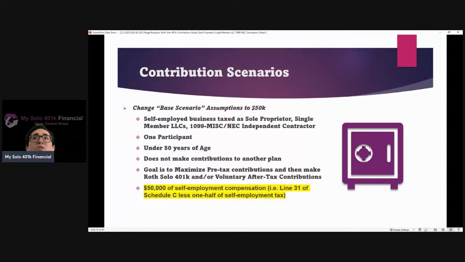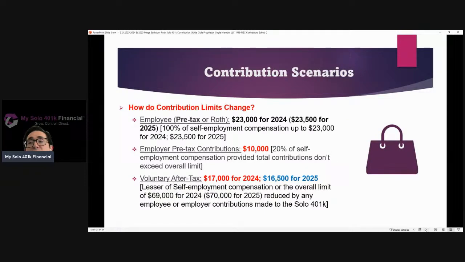Instead of $100,000 of self-employment compensation, let's assume that the product of line 31 of Schedule C less 1/2 of the self-employment tax is $50,000. So in that case, their employee amount is going to stay the same, but their employer contribution amount is going to change because now it's 20% of $50,000 or $10,000. Likewise, their voluntary after-tax amount will be less.